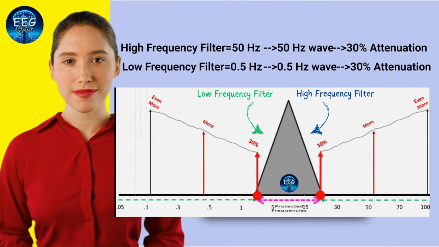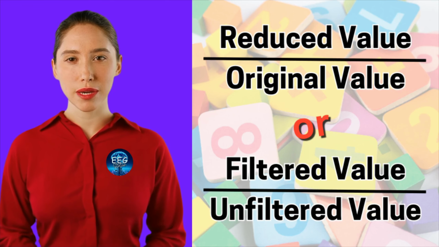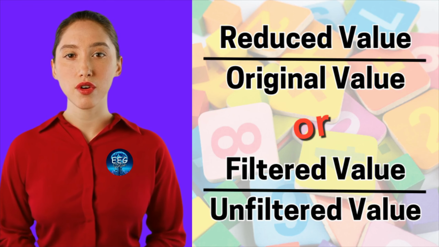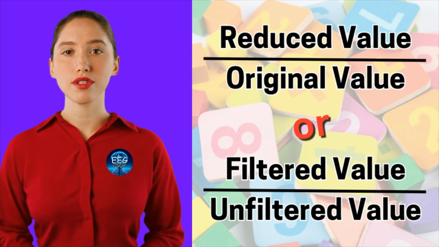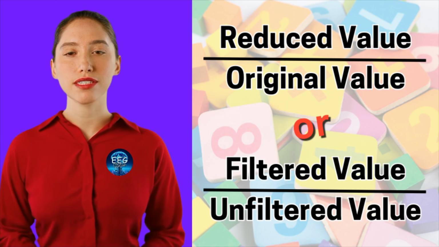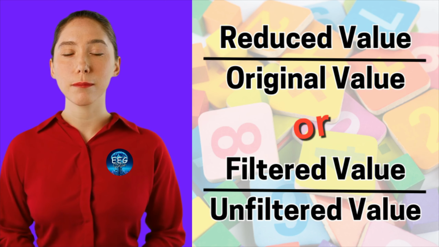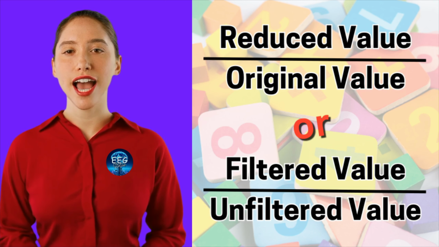Now it's time for some quick math. We want to see how much the wave was attenuated from its true form when the low-frequency filter was turned off to when the filter was set to 3 Hz. One way to do this is to divide the reduced value by the unfiltered value to reveal the percentage of the wave remaining after being filtered.